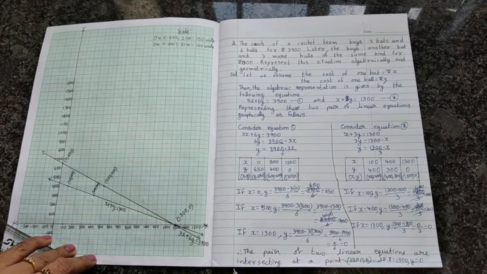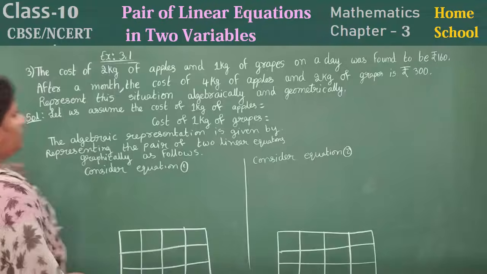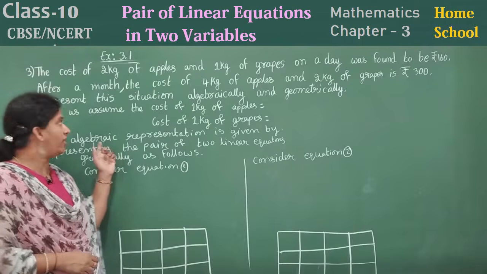What do you conclude here? Therefore, the pair of two linear equations are intersecting at the point 1300, 0, where x is equal to 1300, y is equal to 0. So look here, the x value is 1300 and the y value is 0. Let's see the last problem of this exercise, children. That is your third problem.